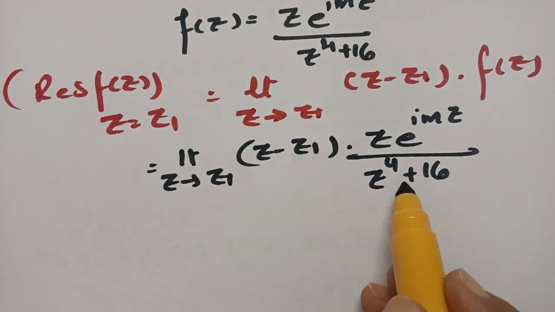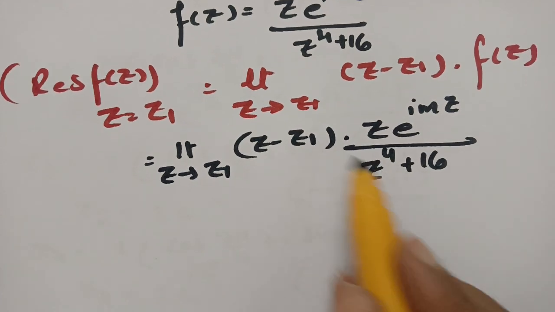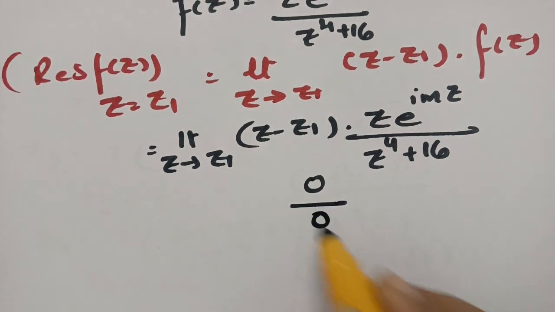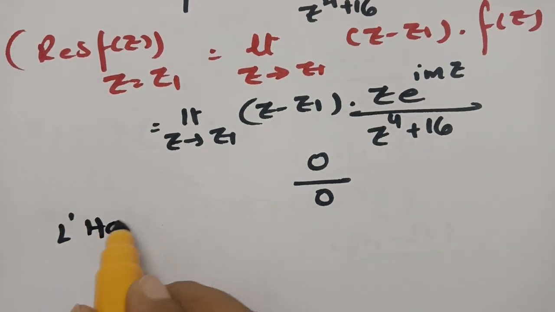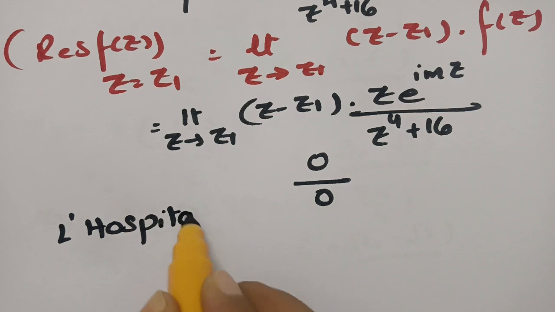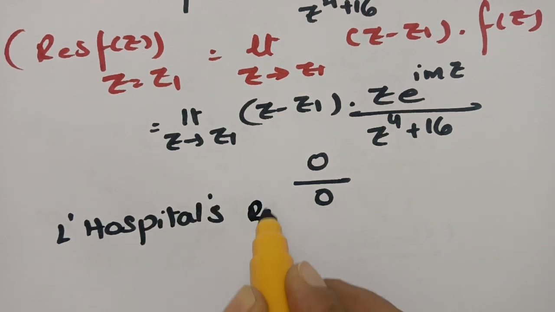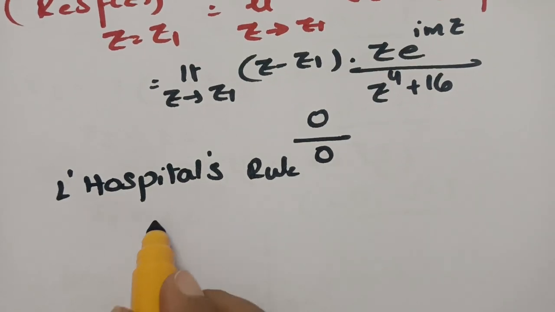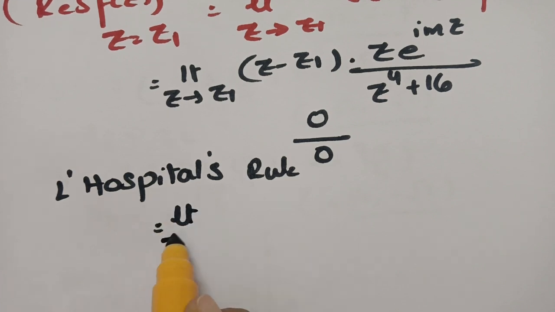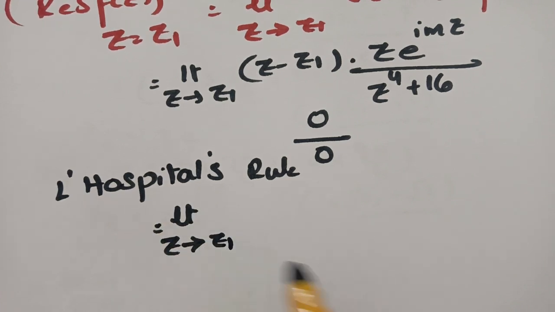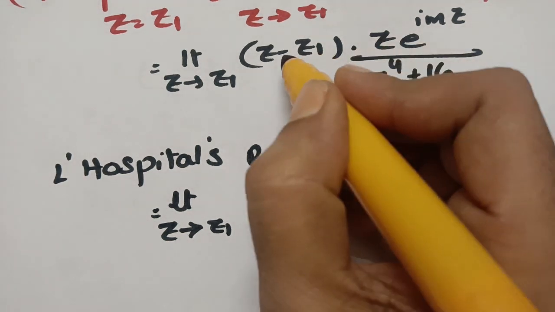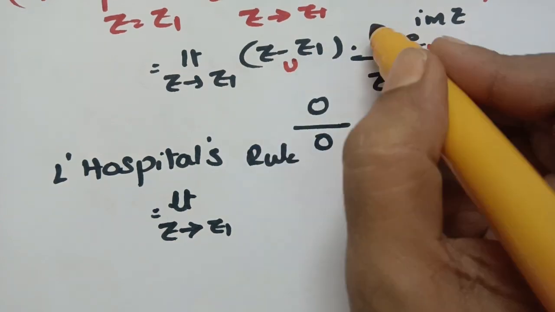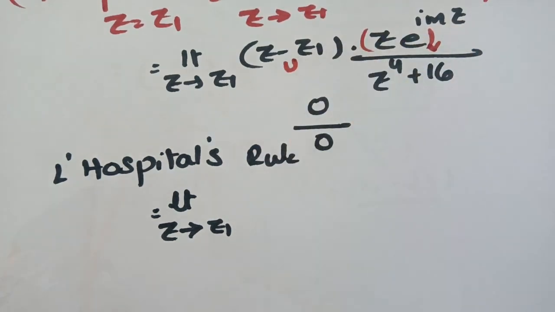If I straight away put z1 in both the numerator as well as the denominator, this will be 0 by 0. So now we have to apply L'Hospital's rule. In this rule, what we have to do is take the derivative of the numerator as well as the denominator, and again substitute z equal to z1. For applying L'Hospital's rule, I am considering this as u and this term as v.